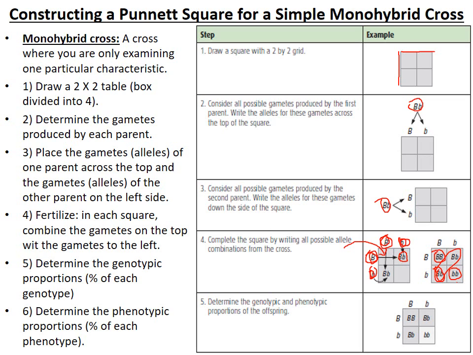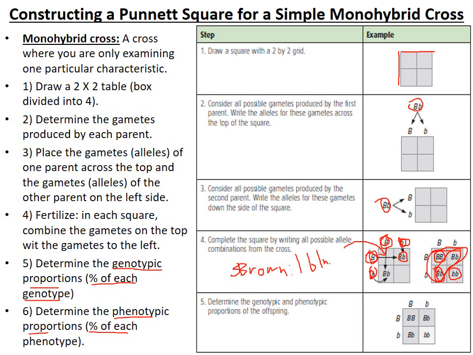Now, I might ask you for the genotypic proportions and the phenotypic proportions, or the ratios as well. Proportion just means the percentage of each genotype if I ask you for genotypic proportions. And for phenotypic proportions, it means the percentage of each phenotype. I might just ask you for the ratio. The ratio would simply mean how many to how many. So for example, if I asked you for the phenotypic ratio, I might say 3 brown to 1 blue, little b there.